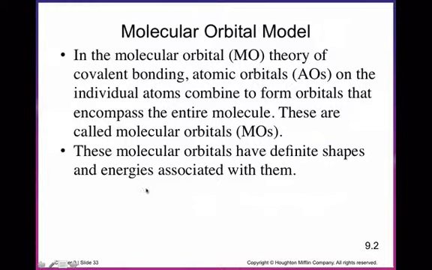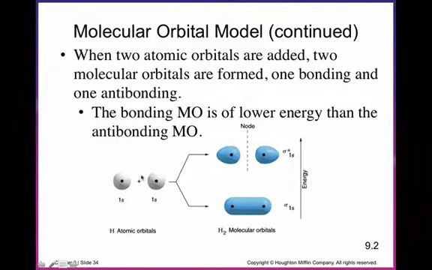The molecular orbitals that they form have definite shapes and energies associated with them. When two atomic orbitals are added, two molecular orbitals are formed, one bonding and one antibonding. So the example that you see here is if we were to take hydrogen, so these are hydrogen's atomic orbitals, and we know hydrogen has one electron in the 1s orbital. So we take two hydrogens and we add them together. What actually forms is we get a bonding molecular orbital and we get an antibonding molecular orbital.